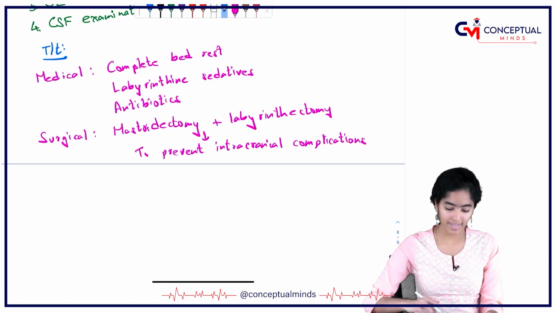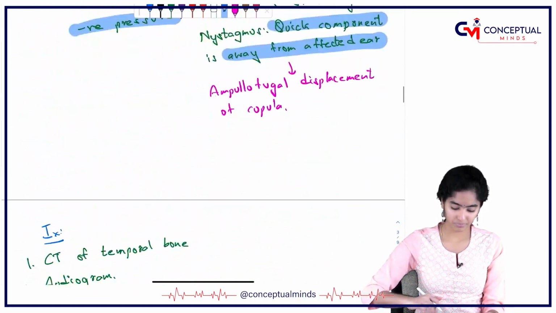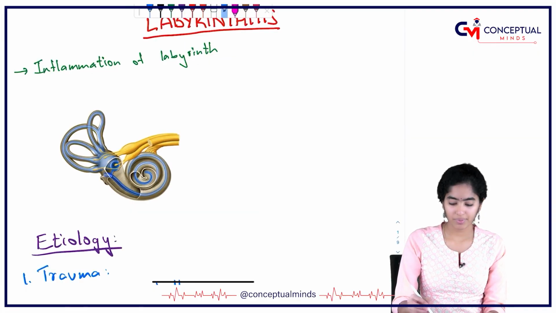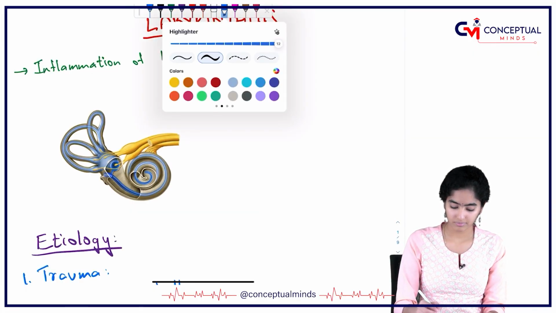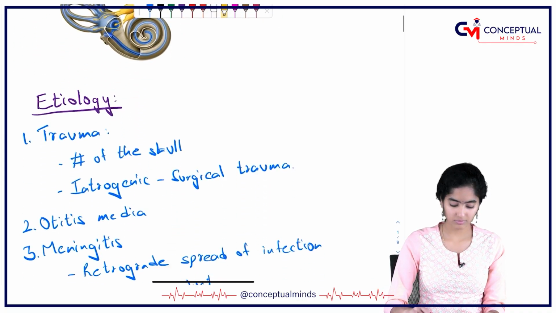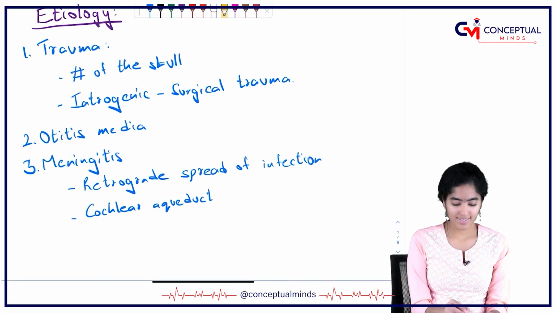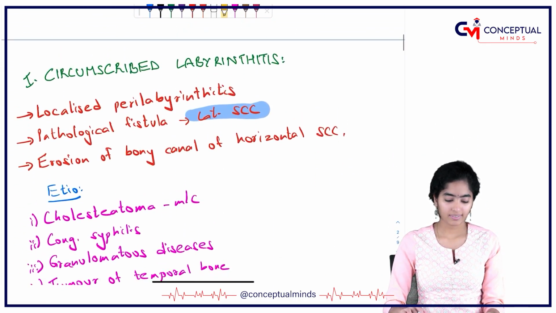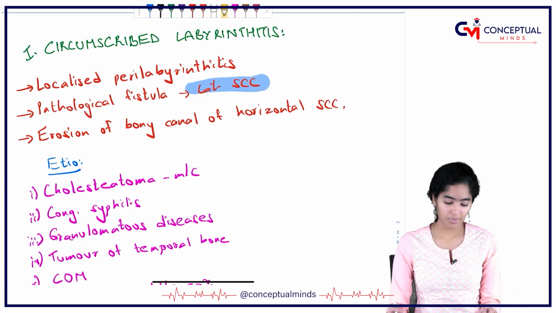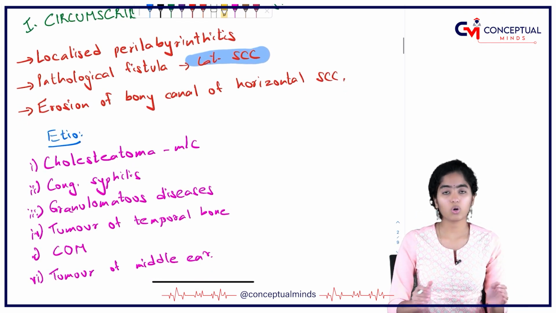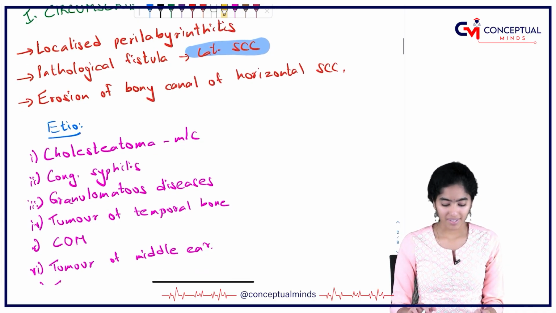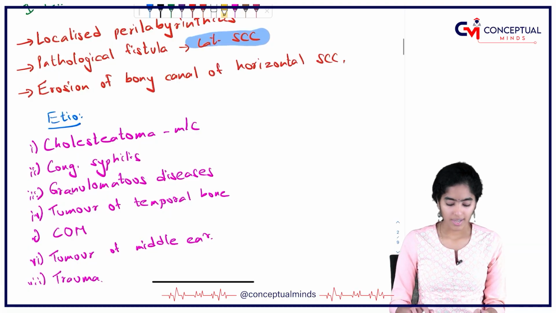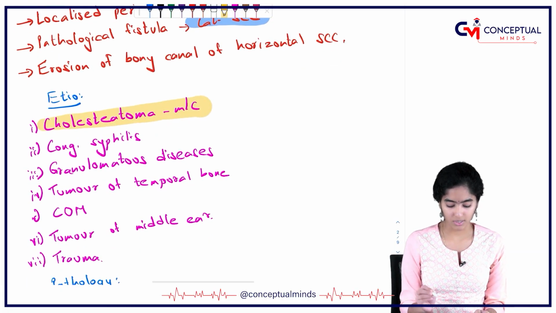Let us quickly recap everything from the beginning. So labyrinthitis is inflammation of the labyrinth. The three main etiologies are trauma, otitis media and meningitis. And there are three varieties. First is the circumscribed labyrinthitis, where there is localized perilabyrinthitis and a pathological fistula is seen. Mostly the lateral semicircular canal is affected and the most common cause is cholesteatoma.